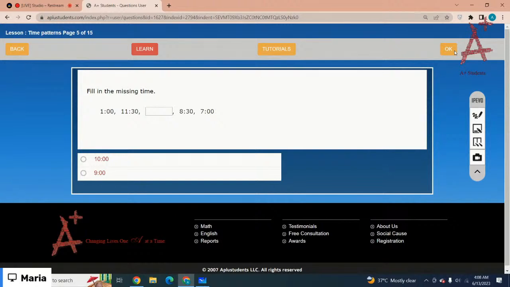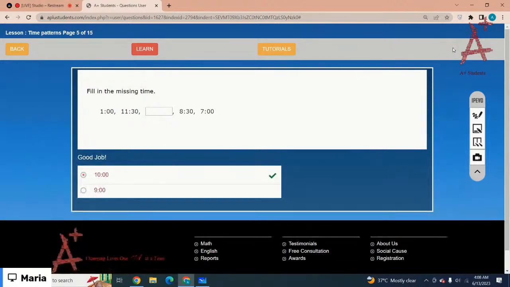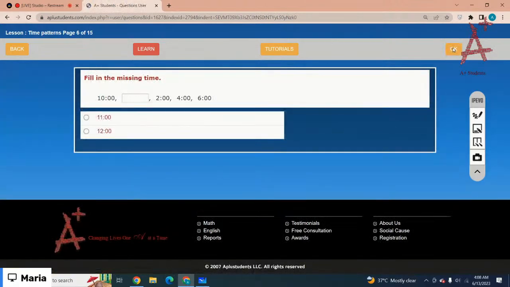You have to go back by 1 hour 30 minutes each time. Got it? So when you go back from 11:30, you have to go back 1 hour and 30 minutes. When you go back 1 hour, it would be 10:30, and 30 minutes more back, it would be 10. The correct option is 10. Every time you go back 1 hour 30 minutes, so it would be 10, not 9. Got it?